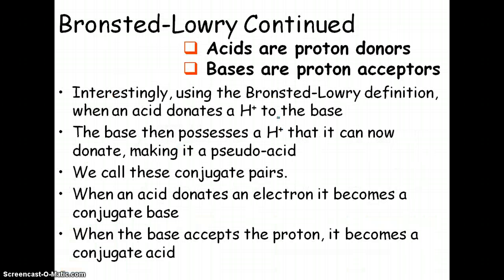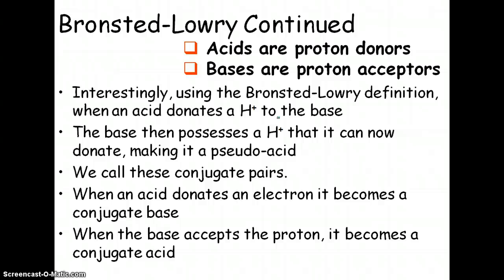So basically what happens is, according to the Bronsted-Lowry definition, once you have an acid and it donates an H plus to the base, the base then possesses that H plus, so it's now the acid, so to speak, pseudo acid, we'll call it, the fake acid, because it can now donate that H plus back to the thing that was left over from when the acid donated the H plus. Okay, so it's a reverse reaction. We call these conjugate pairs.